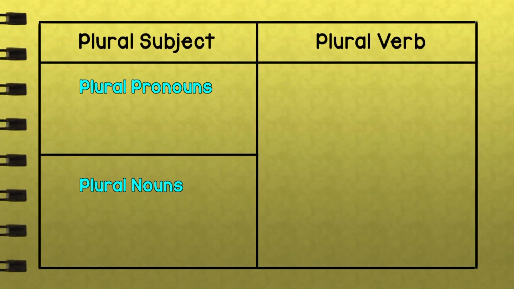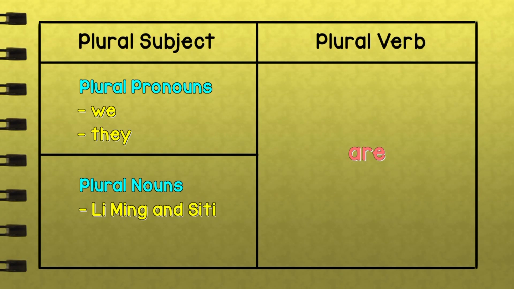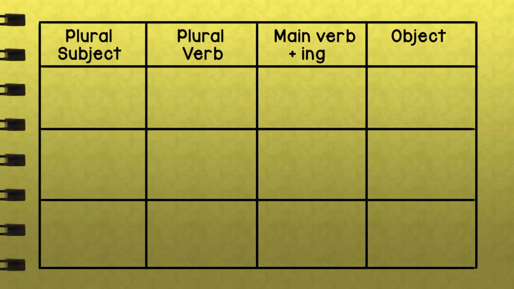For plural pronouns like we and they, we can use the plural verb are to construct a present continuous sentence. We can also use the plural verb are for plural nouns like Li Ming and city or the boys to write correct present continuous sentences. So when we write, our sentences will look like these examples.